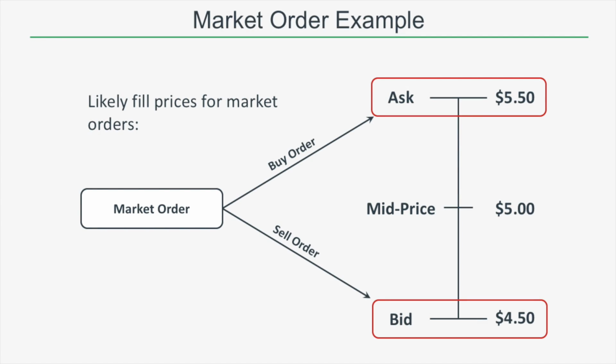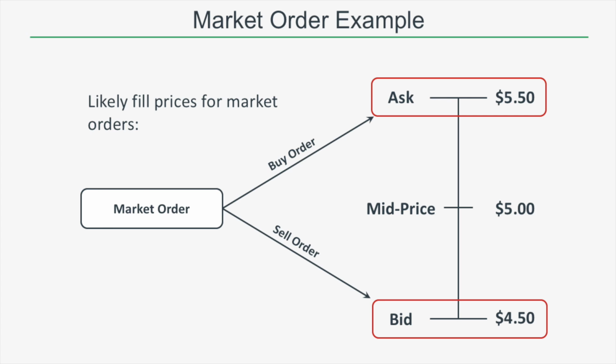So in this example, we're just looking at your likely fill prices for a market order. In this case, the asking price is $5.50 and the bid price is $4.50. So if you routed a market buy order, it's likely that you would get filled near the asking price of $5.50. On the other hand, if you routed a market sell order, it's likely that you'd get filled at the bid price of $4.50.